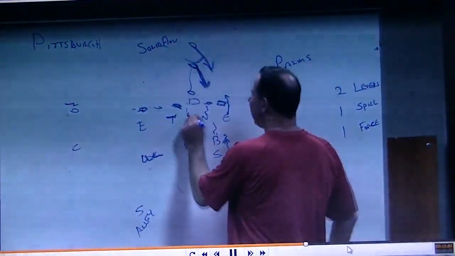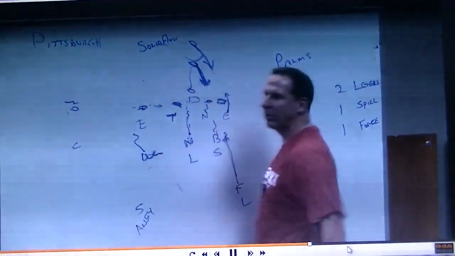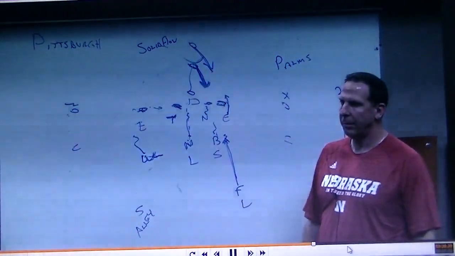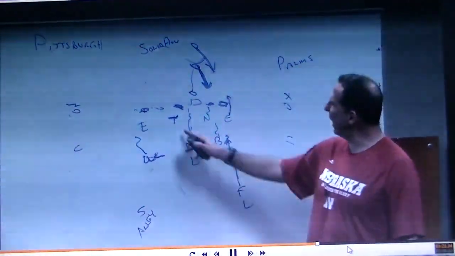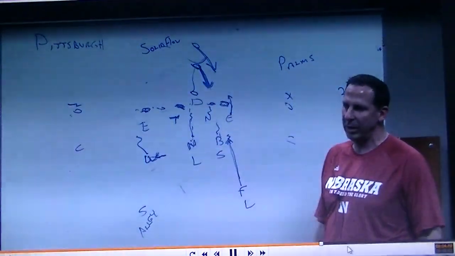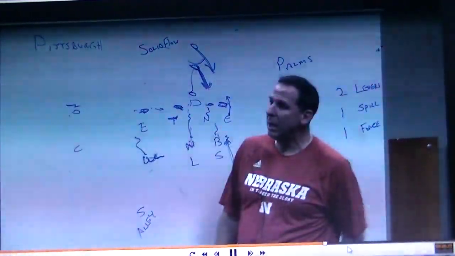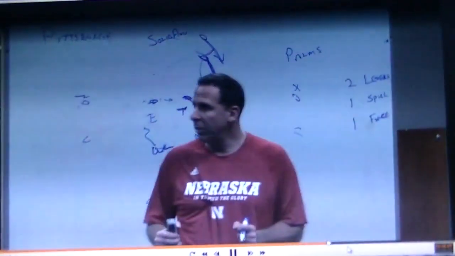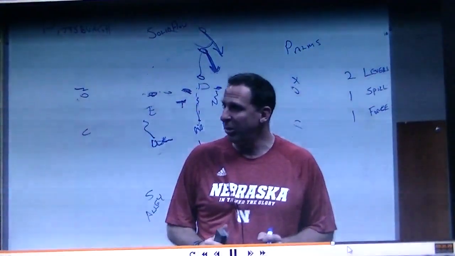Because now our Mike is staying home in his A gap and the Will linebacker's staying out here. So we don't have as much of a run-pass conflict. We don't have to heavy up our 3 technique as much. You're still going to play tight 3 like we always do.